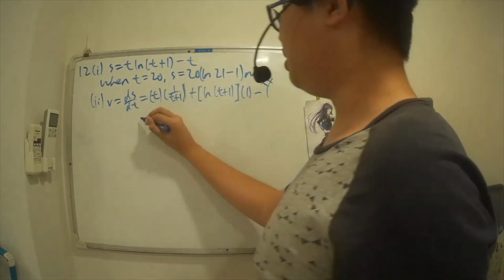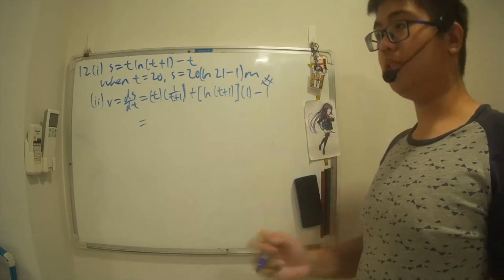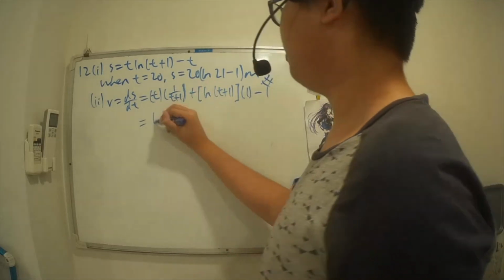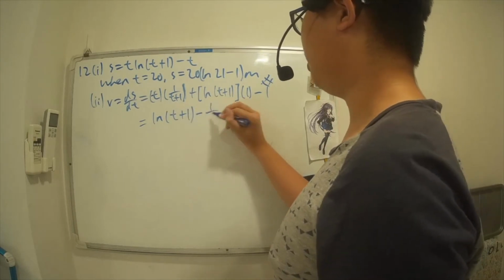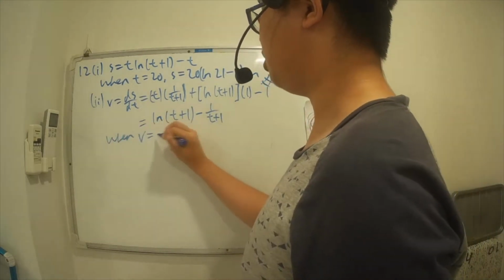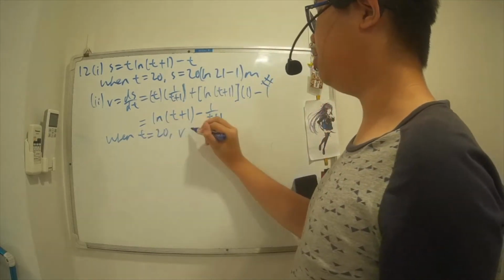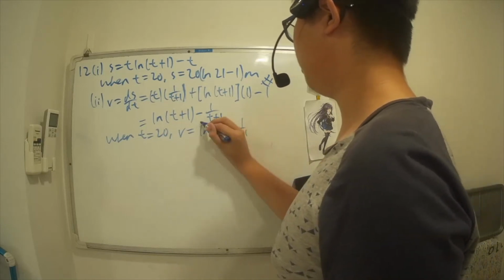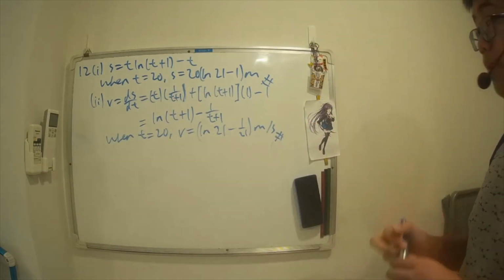So this is going to be t over t plus 1, but there's a 1 here, so minus 1. So let's make this t plus 1 over t plus 1. Then this will just become minus 1 at the top. So I will have ln of t plus 1 minus 1 over t plus 1. So when t is equal to 20, v will be equal to ln 21 minus 1 over 21 meters per second. That should be fair enough.